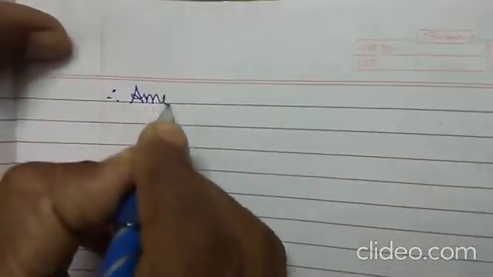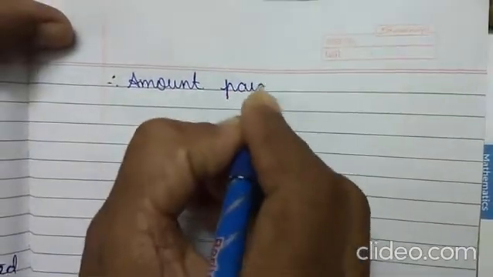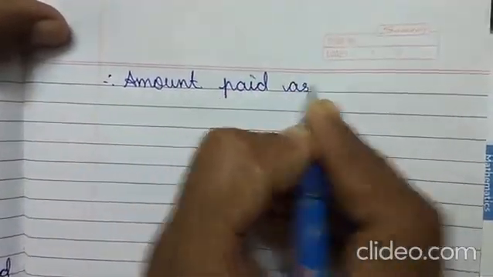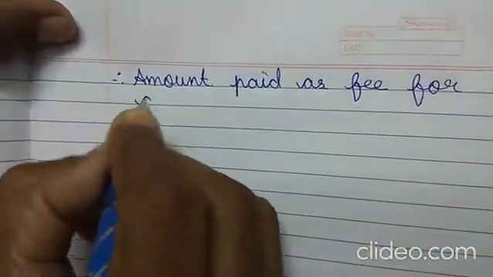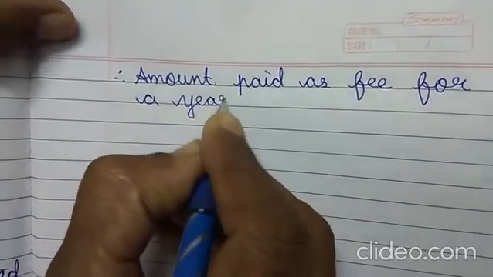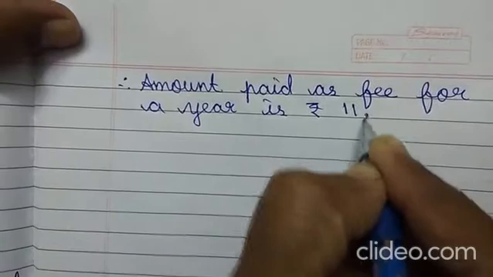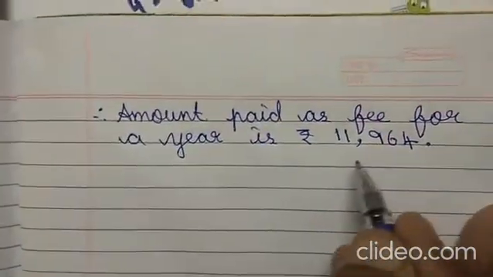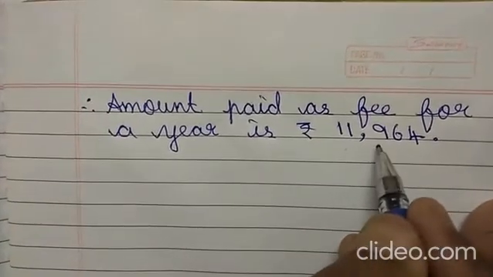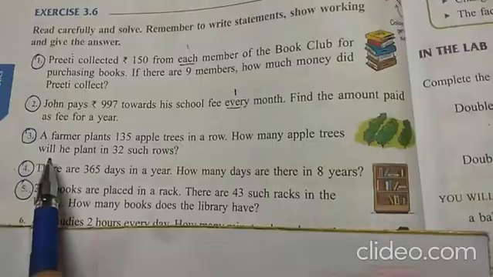So therefore the amount paid as a fee for a year is rupees 11,964. So for 12 months, how much are they paying, children? 11,964. Okay, children, we'll see the third sum.